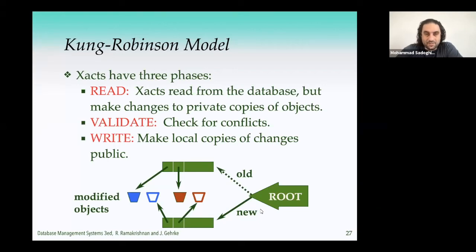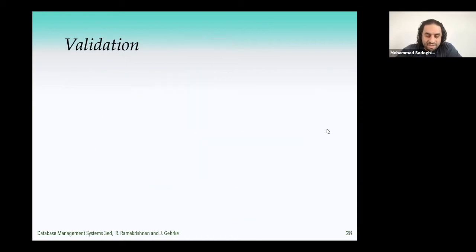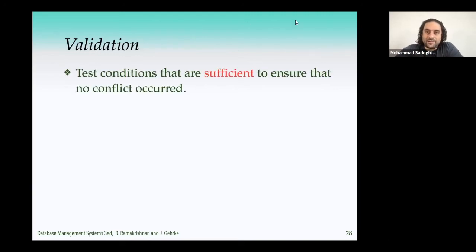Again, it's a very basic model. You first read, then you validate what you read, and if the validation succeeds, you make your writes visible. Your local copies become the global copies. Let's look at what the validation entails. And again, the validation here is a rather simplified validation method.